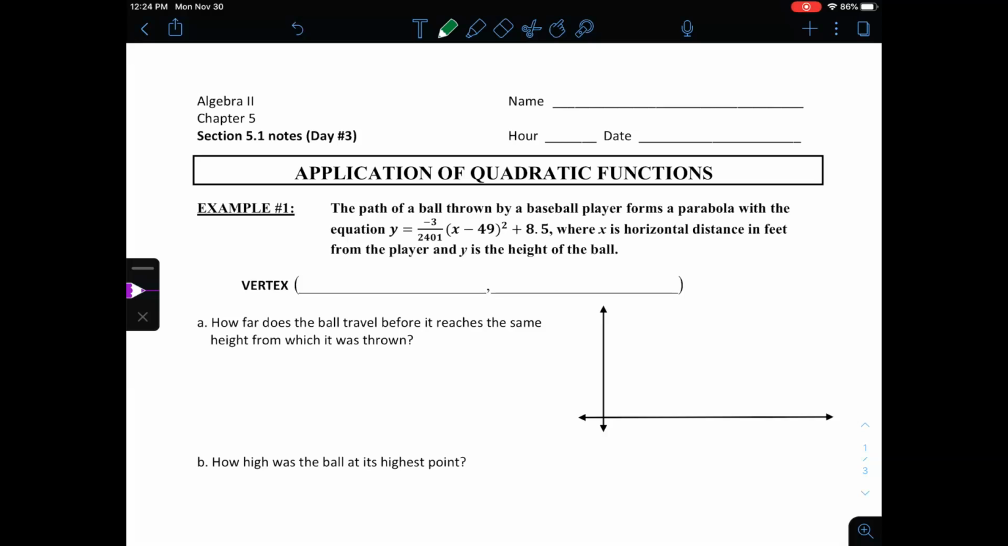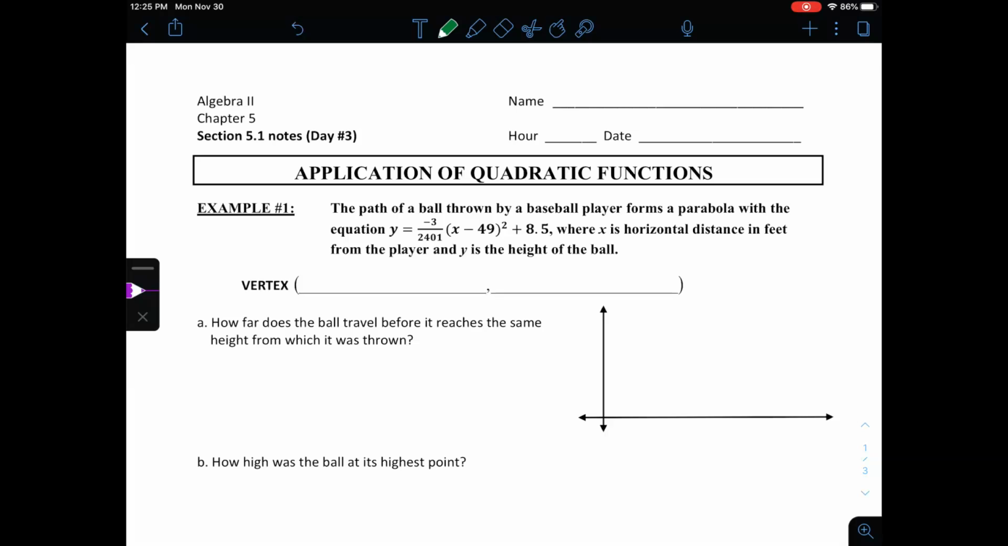We're continuing with day 3 of 5.1, which is application of quadratic functions. We learned about standard form, vertex form, and factored or intercept form of quadratic functions of parabolas. And now we're going to be applying it to some actual real-life examples. Quadratics or parabolas are very useful for tracking the flight of an object through the air on Earth.